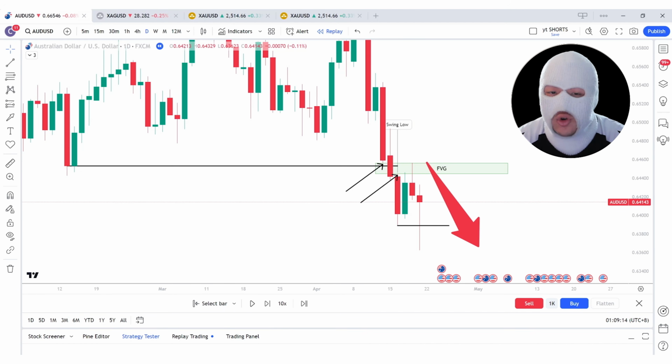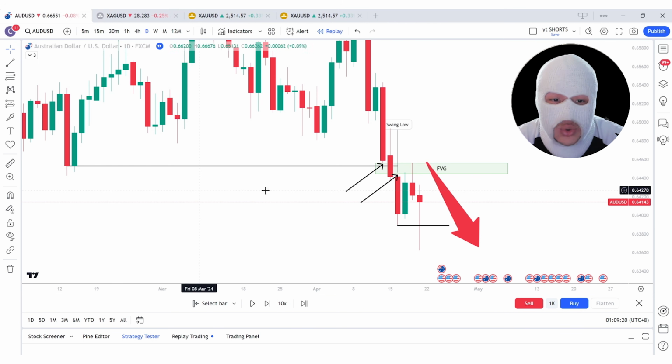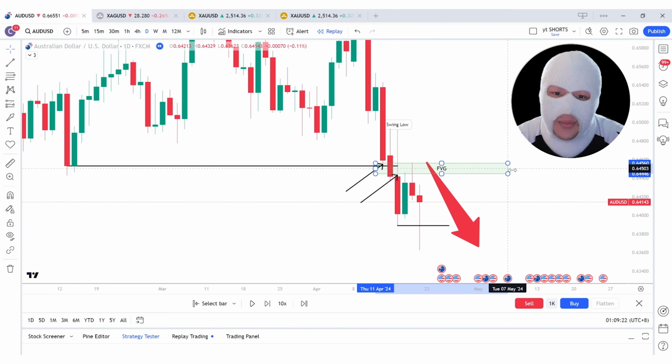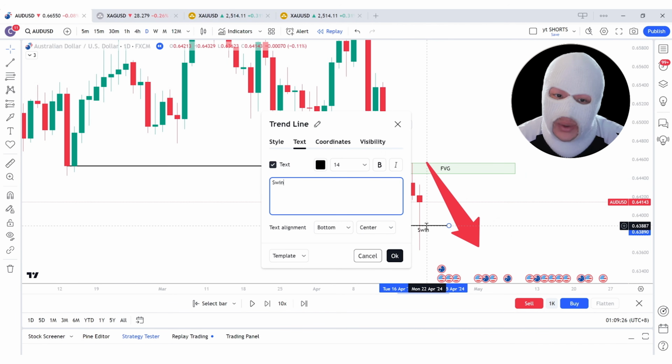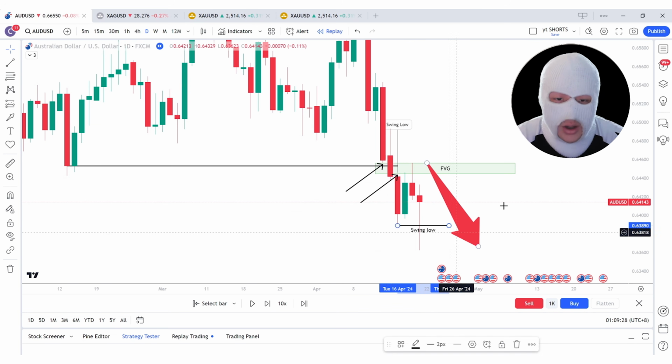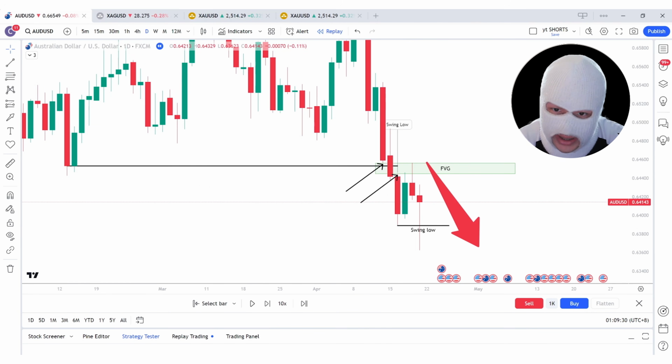Now, to the actual meat and bones of the video, the entry model. We've established our IRL to ERL, being the daily fair value gap overlapping with the daily mitigation block, all the way targeting this swing low over here. Now, here's where you need to pay close attention.